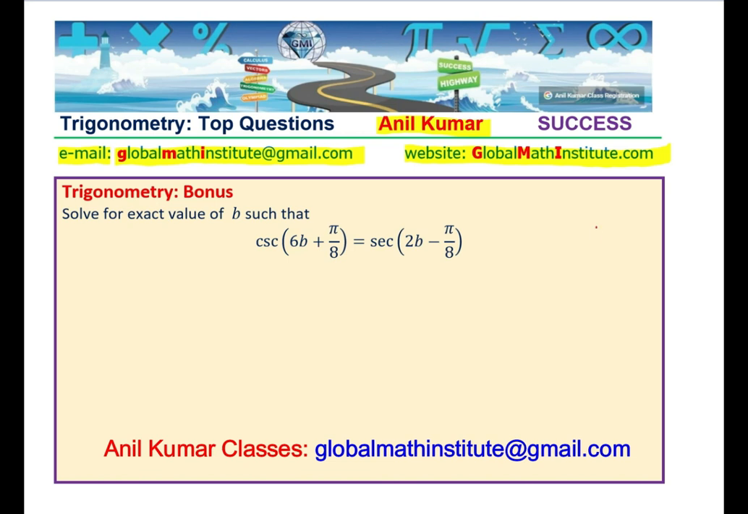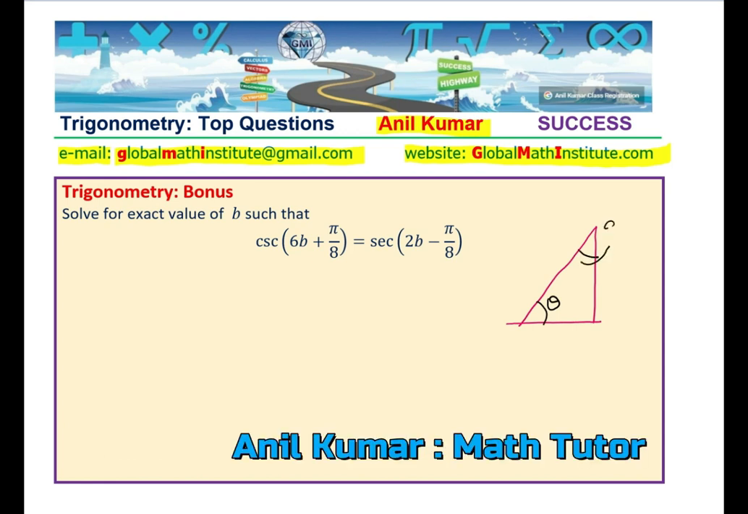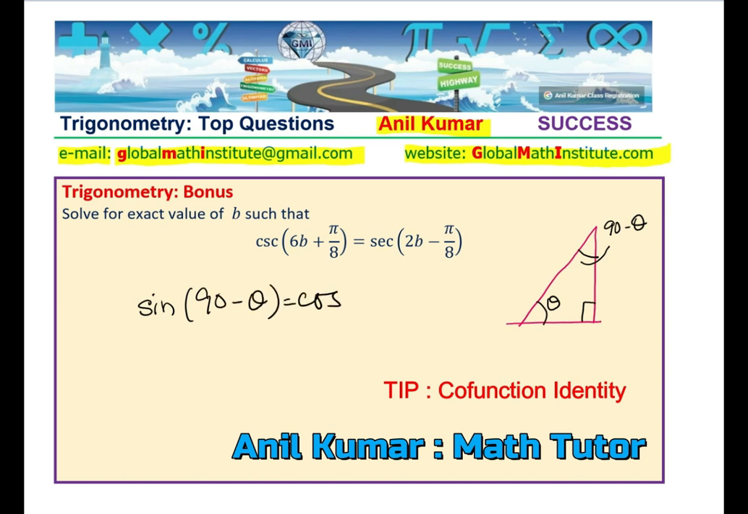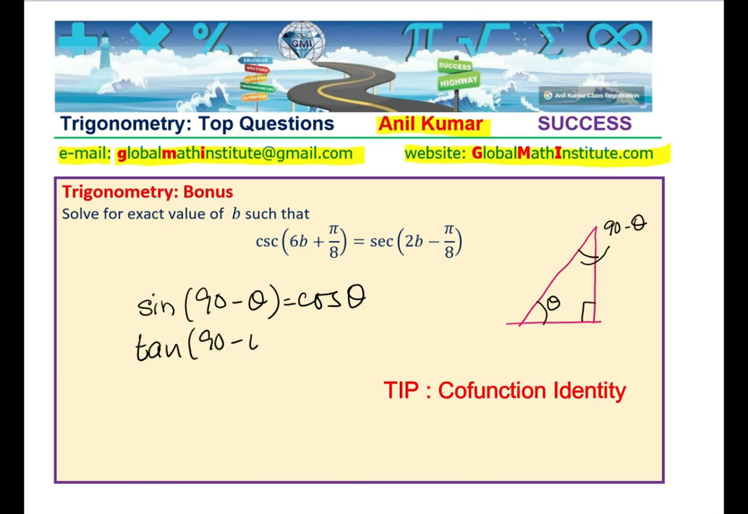The concept is in any triangle, we know co-function identity, right? If one angle is theta, the other is 90 minus theta in a right angle triangle, correct? So, sine 90 minus theta is cos theta. Tan 90 minus theta is cotangent theta.